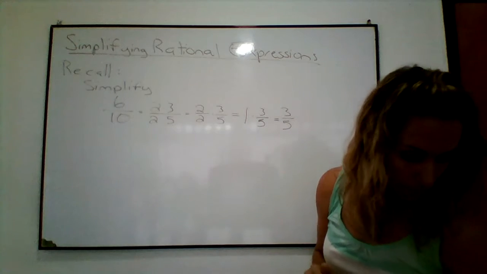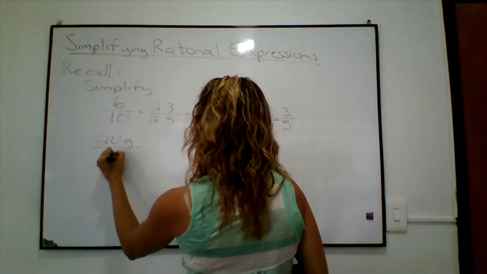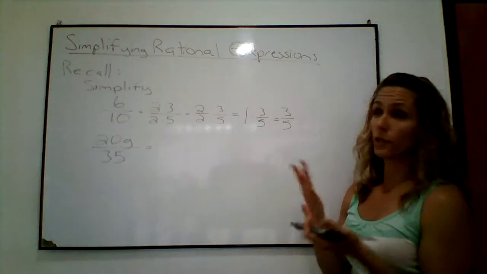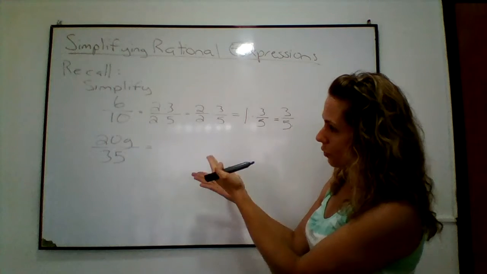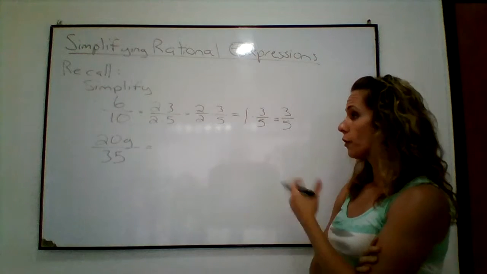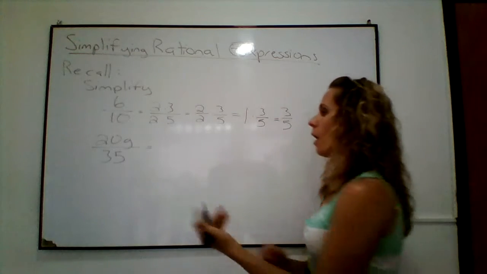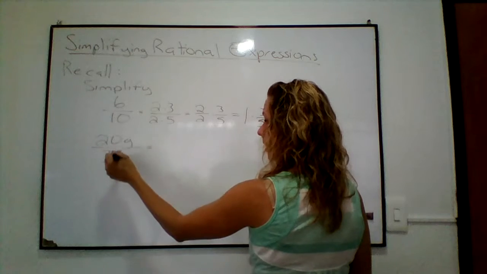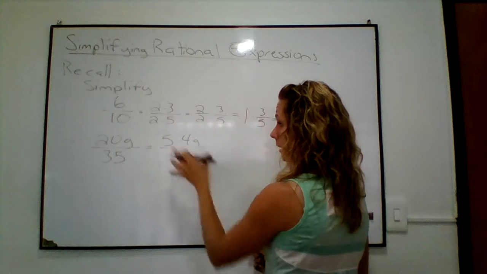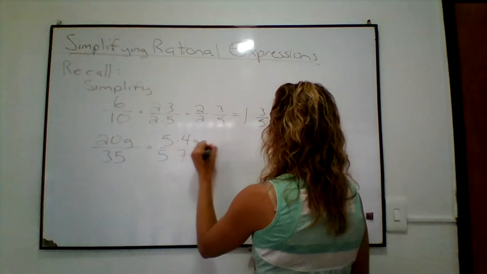Okay. Similarly, we could do 20g over 35. Very similar, except I have a variable in the numerator, which is g. Again, when we look at the numerator and denominator, think about the common factor. There won't be anything common to g because it's in the numerator by itself; there are no other g's. We can see that they share 5. So we have 5 times 4g, which is simply 20g with the 5 factored out, and 35 is 5 times 7.